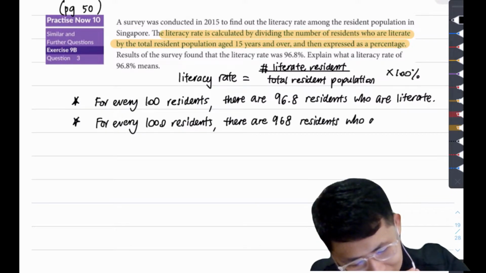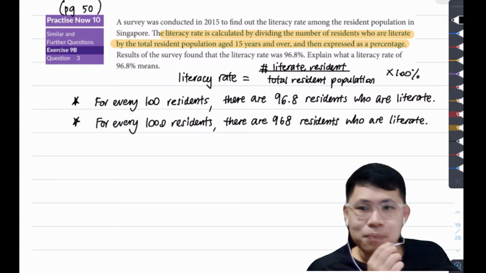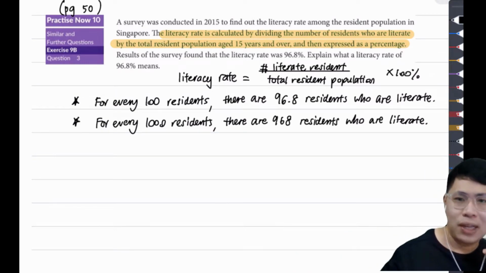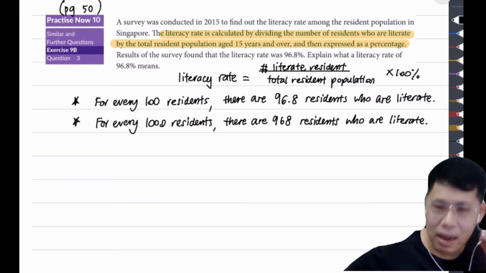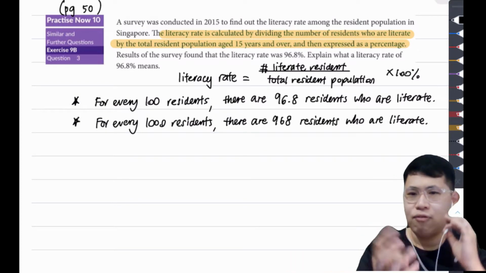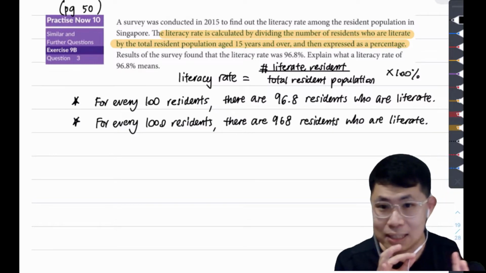So who are literate? Okay, literate means able to read. So these are a few ways in which we can express what a rate means. So for every km we have this, every dollar we have that, every cm cube would be this. Yeah, so this is what we mean by rates.